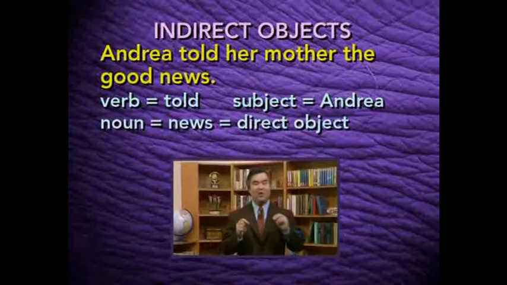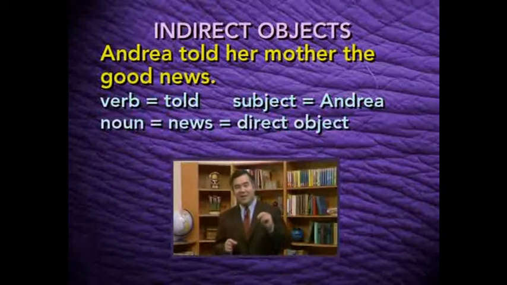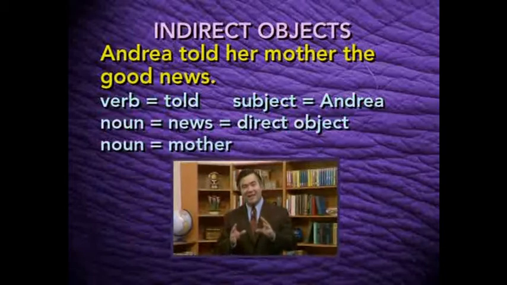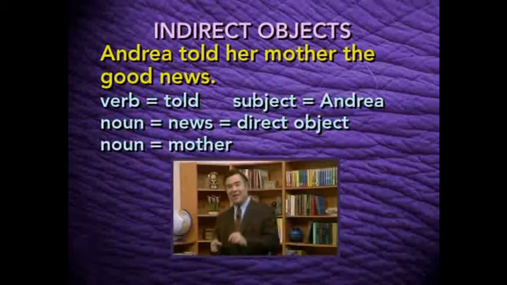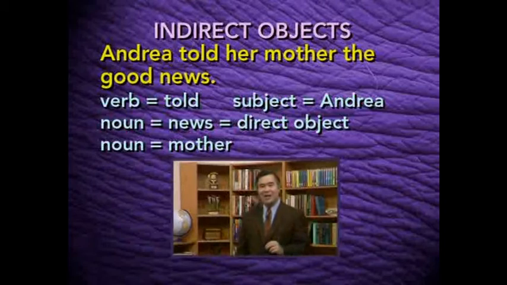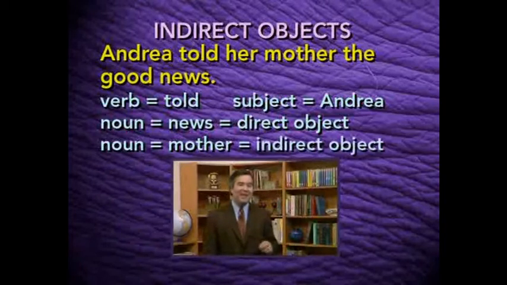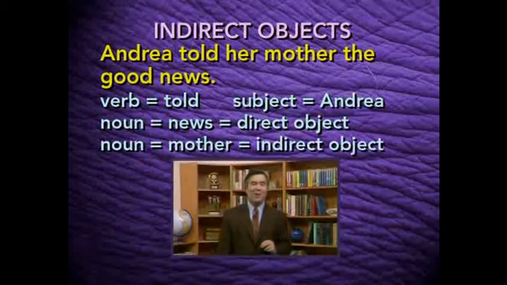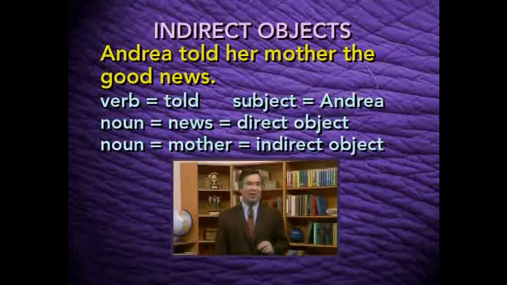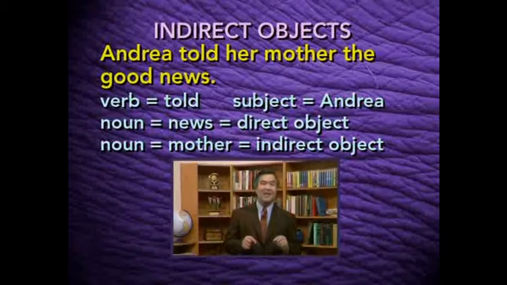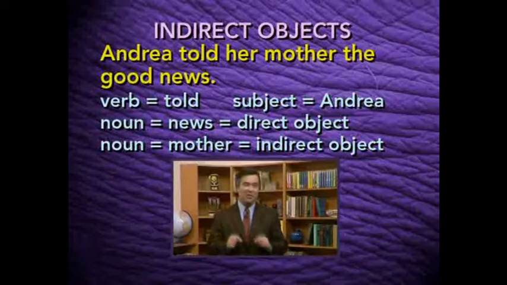That's what Andrea told. However, we notice there's another noun, her mother. That phrase has been stuck in between the verb and the direct object. What role does her mother play? Her mother is the indirect object. That answers the question, to whom Andrea told the good news. So the direct object is news, that's what Andrea told, and her mother is the indirect object. That's the person to whom the news was told. So you notice that a specific type of transitive verb is necessary to make an indirect object make sense.